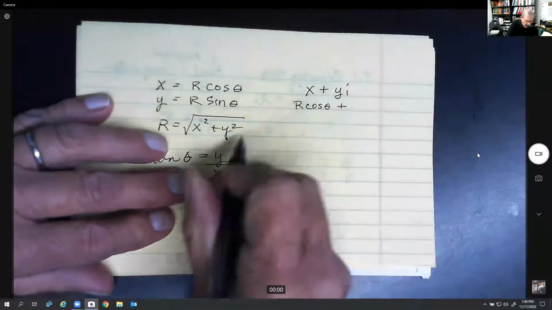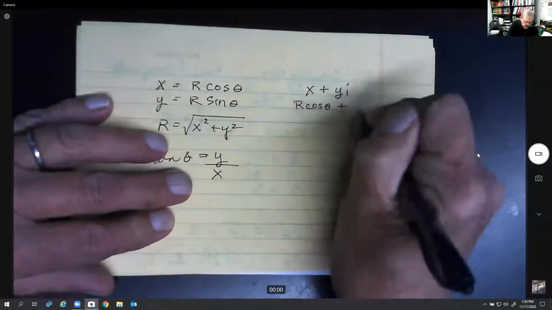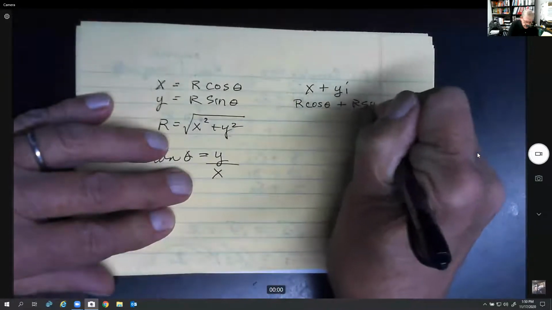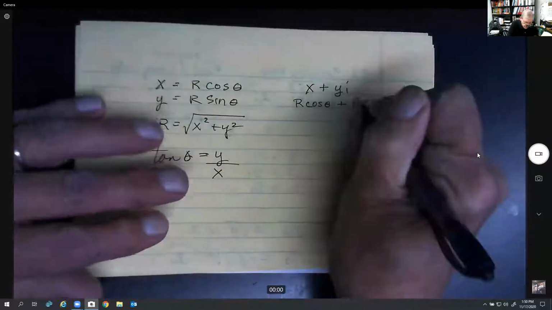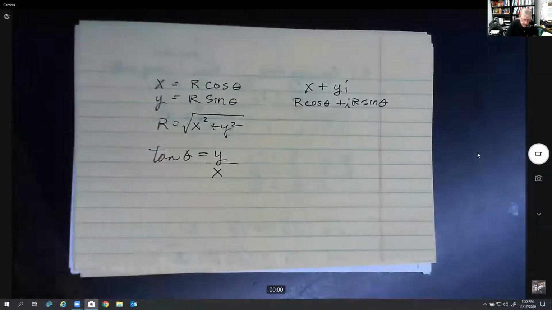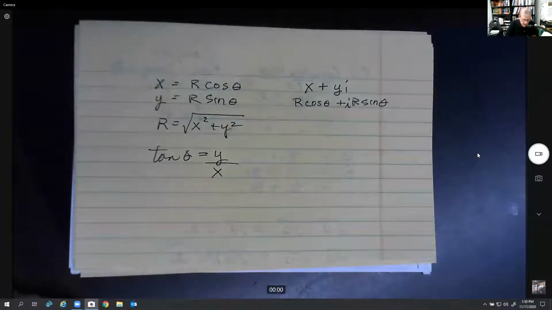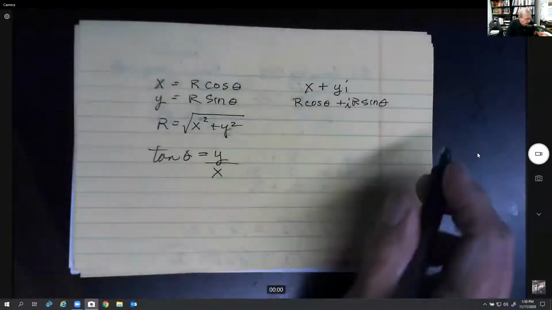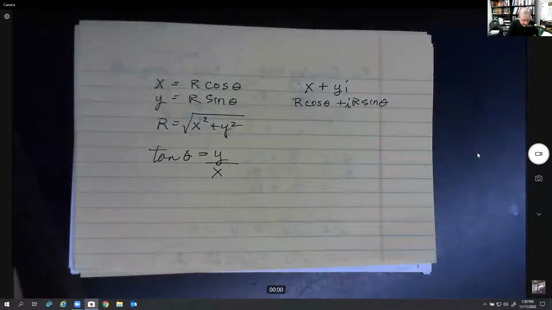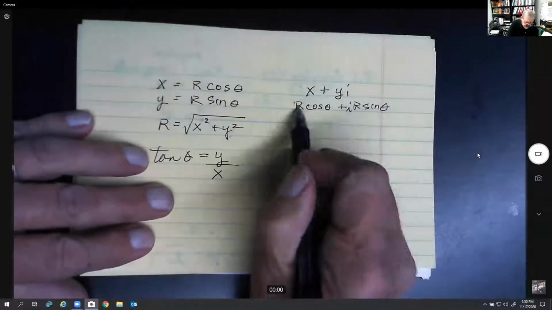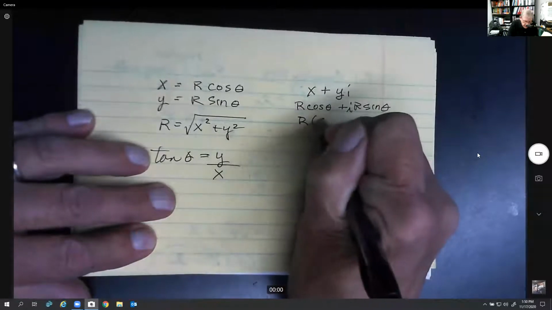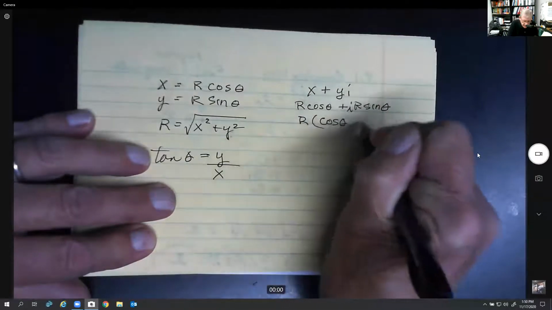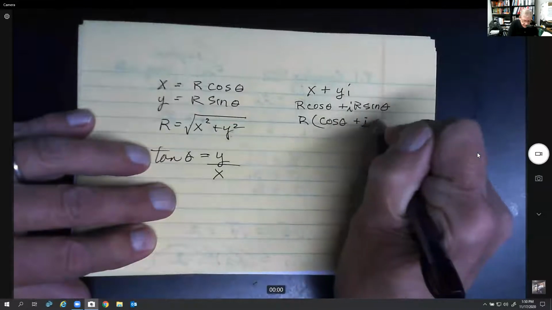Plus, what is y? Y is r sine theta. But we also have this i, so I don't know where we want to put it. Let's put it in front. Okay. So that would be our polar form of a problem. But notice both of these have an r, so we can just factor that out. So cosine theta plus i sine theta.